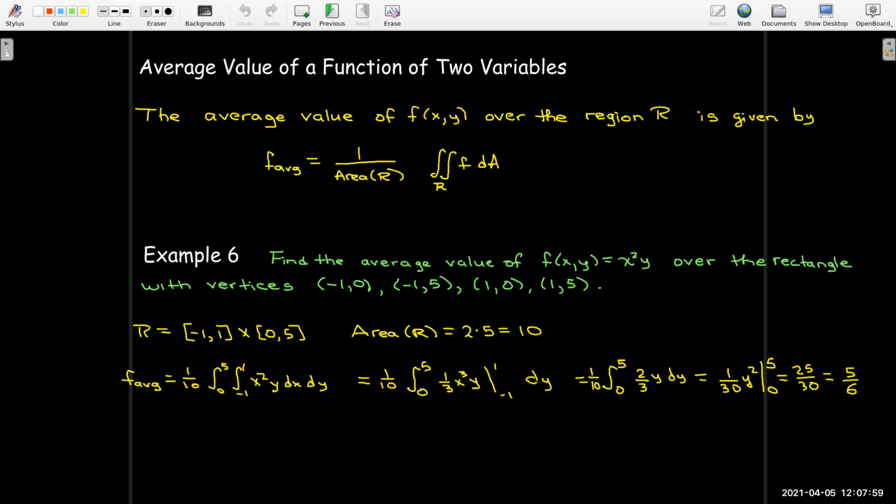So that's our introduction to double integrals. In our next video, we're going to look at what if we have a region which is not a rectangle? How do we evaluate that type of integral?